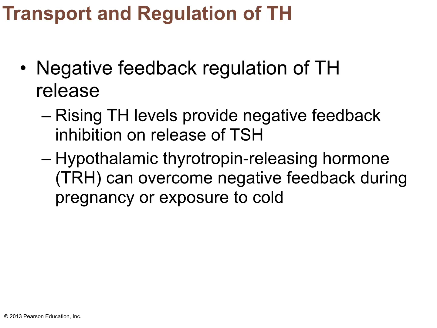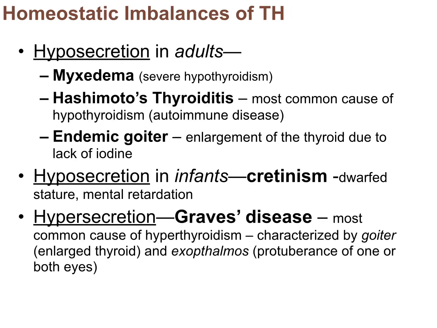We've already covered the release and negative feedback of thyroid hormone because we talked about thyrotropin releasing hormone causing the release of TSH from the anterior pituitary, which is thyroid stimulating hormone, which goes to the thyroid and causes thyroid hormone levels to rise. When they rise high enough, it causes negative feedback.